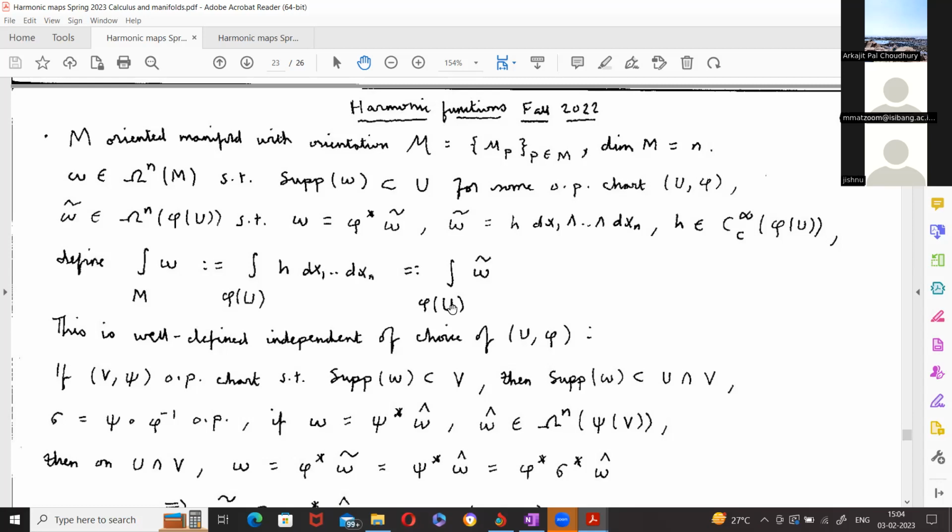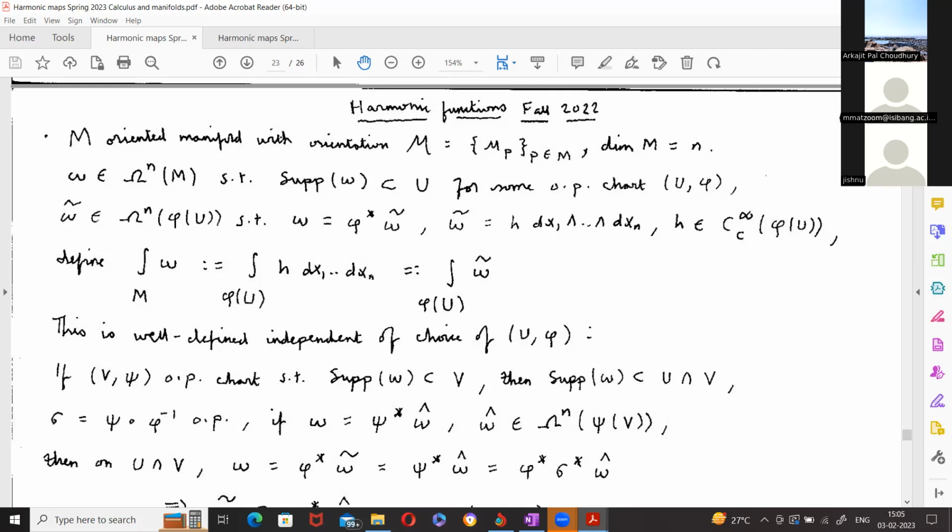And so what we're doing is defining the integral of an n form on my oriented manifold M, whose support is compact, contained inside an orientation preserving chart U.